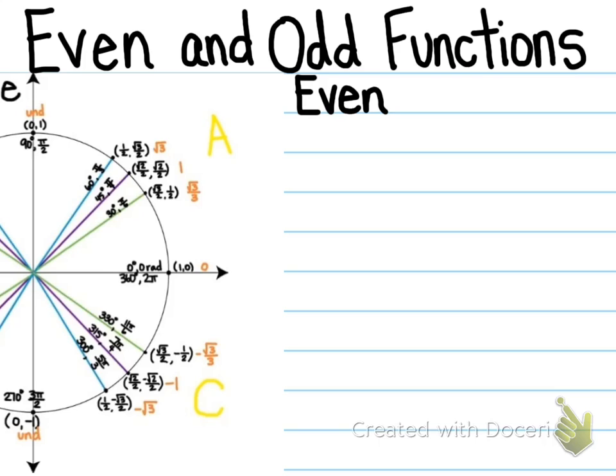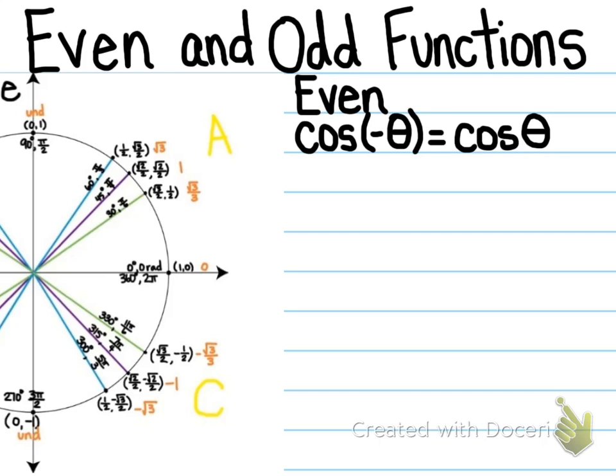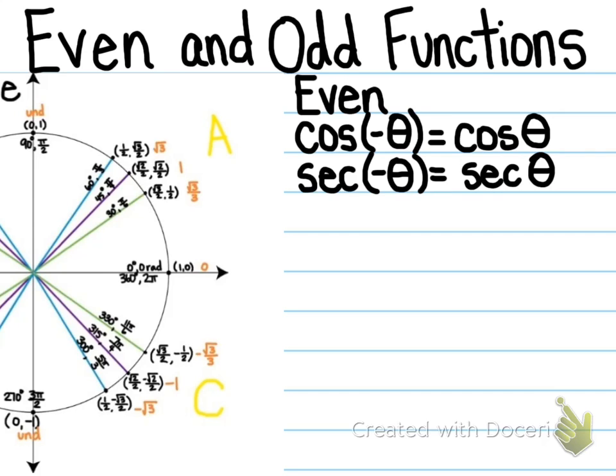So the even functions, if you notice, the cosine values are the same in quadrant 1 and quadrant 4. The sign didn't change. So they're called even functions. So cosine of a negative angle is equal to the cosine of the positive angle. It's also true of its reciprocal, which we'll learn more about later, so that secant of a negative angle is equal to the secant of a positive angle also.